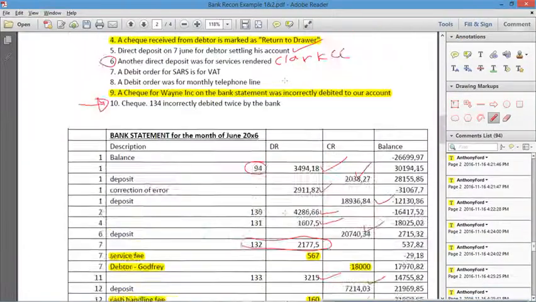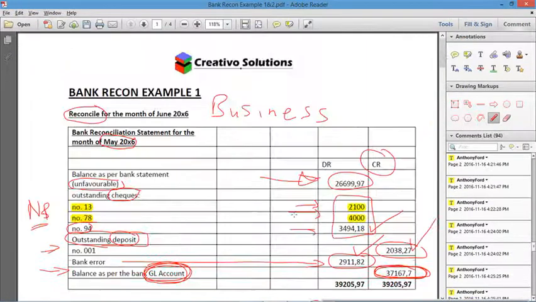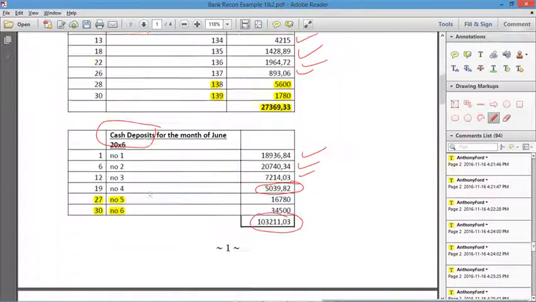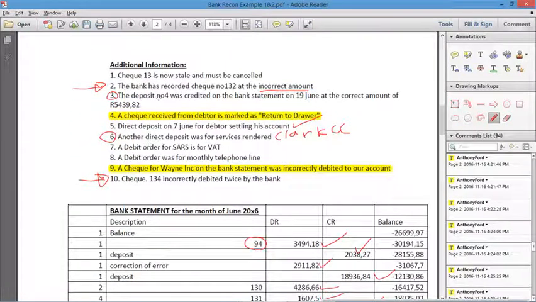Alright, so going back to the question, we've looked at all the internal records. We didn't look at this, 13 and 78. Additional information: check 13 must now be cancelled. Okay, what must I do to check 13? How do I cancel a check that I've issued? If you've issued it, you would have credited your bank, right? So you would have to debit your bank.